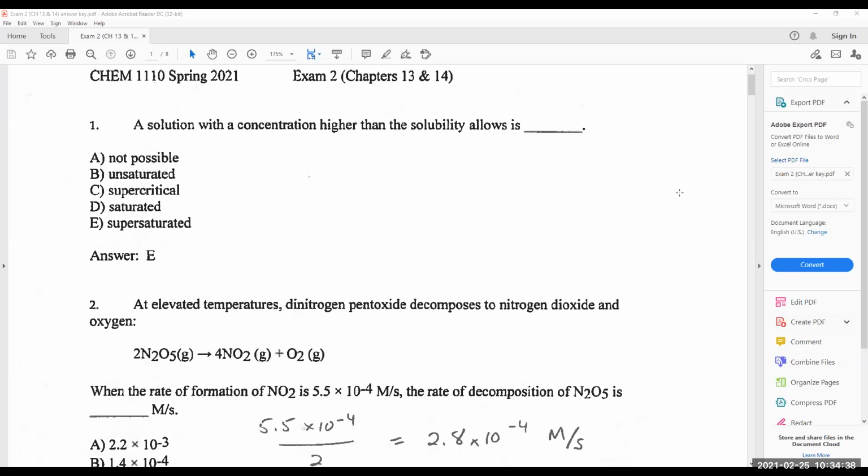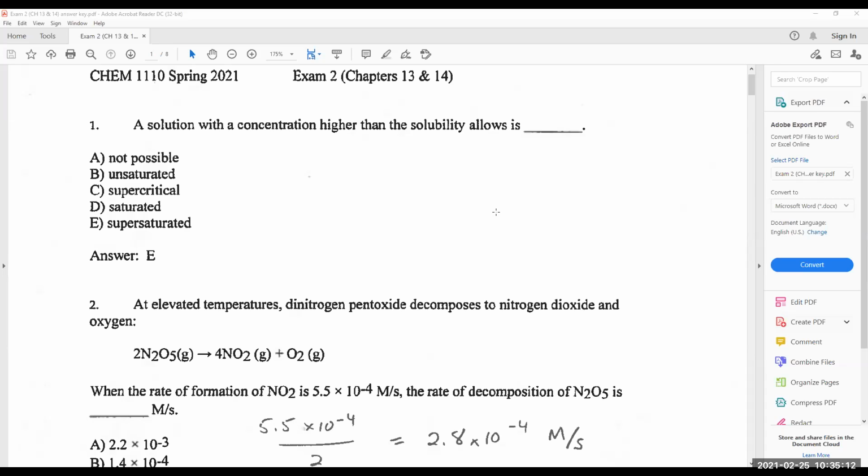So what we're going to do today is I'm going to review the answers to exam 2. And I just want to remind everyone that the answer key is also posted on Canvas if you want to take a look at it more closely. And if you have any questions during the review of the answers, just let me know and I'll try and answer it.